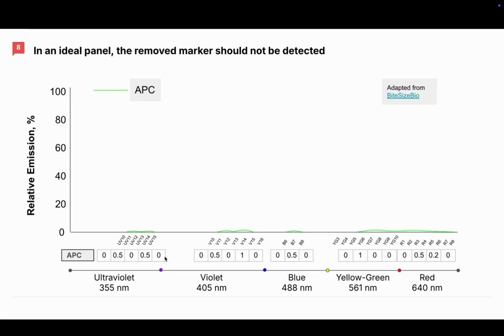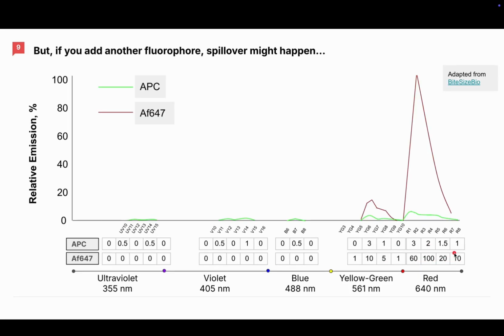Let's take APC and assume that it's been removed. So you can see on the bottom over here, you don't see much signal in APC as you go across all the detectors. It's basically 0 or pretty much close to it. But if you add another fluorophore, this is when you might see spillover. For example, if we added Alexa Fluor 647, it's in the yellow, green, and red areas. Over here, we see that APC had been bumped up a little bit. This is what's called spillover. Basically, what's happening is AF647 might spill over into the APC channel, adding to that signal's intensity.